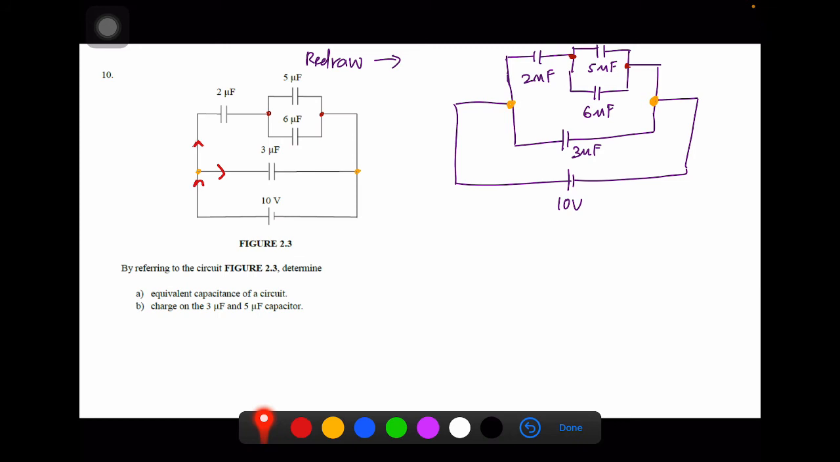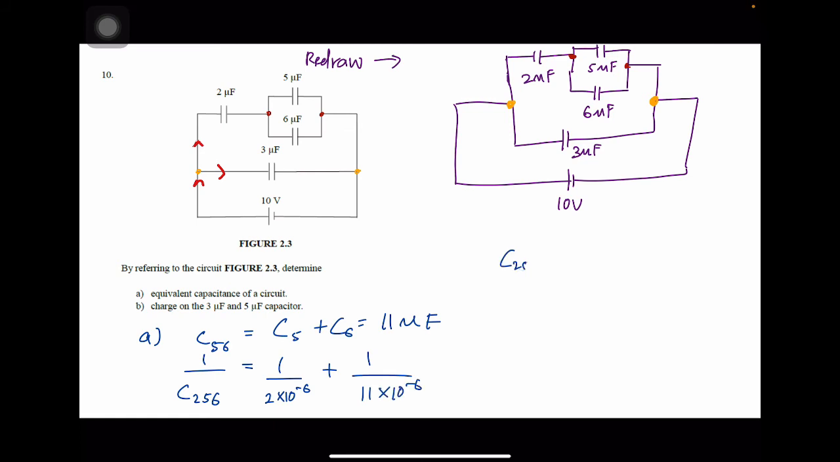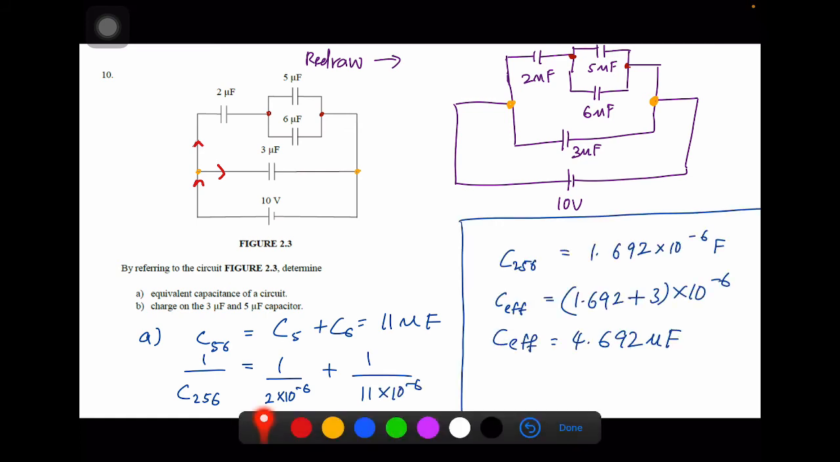Okay, kenapa dia tak nak pergi? Okay, there. Find C5 and C6. Here I just label the capacitances because each capacitor has a different value. So I label them C1, C2, C5, C6 and C3. For C5 and C6, I combine these two, I just have to add. I got 11. And then 2 and 5, this one is already combined, so I just have to do 1 over 1 over. I got C256. Up here, if I want to combine, I just have to add because this one is in parallel. So I can try to show you here.